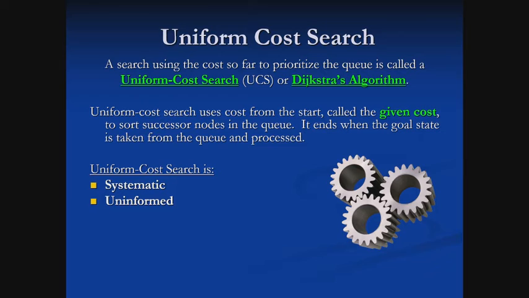It is optimal, and this time it is optimal in terms of cost. This is our first search algorithm that is optimal in these terms. Breadth first was optimal in terms of steps, and greedy best first was not optimal. Uniform cost is optimal specifically in terms of cost, and this is usually the one that matters for us. Since it's optimal, it's complete. Since it's complete, it's exhaustive.